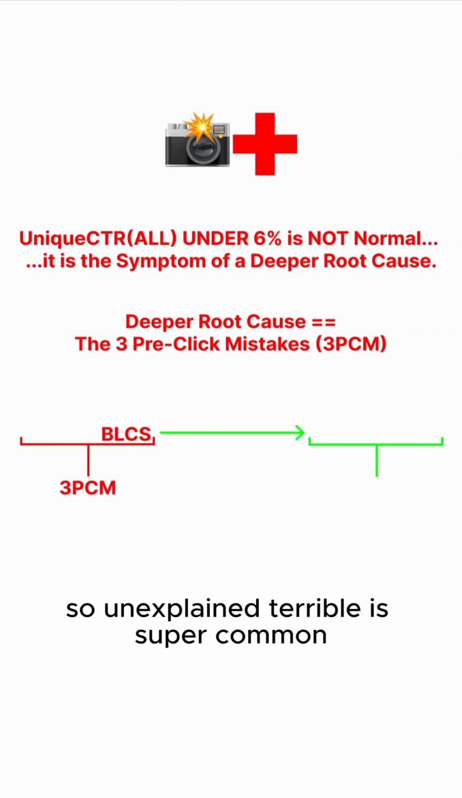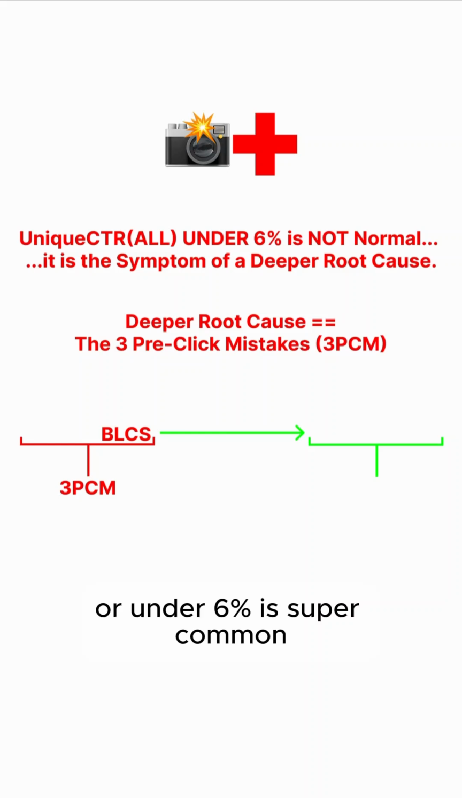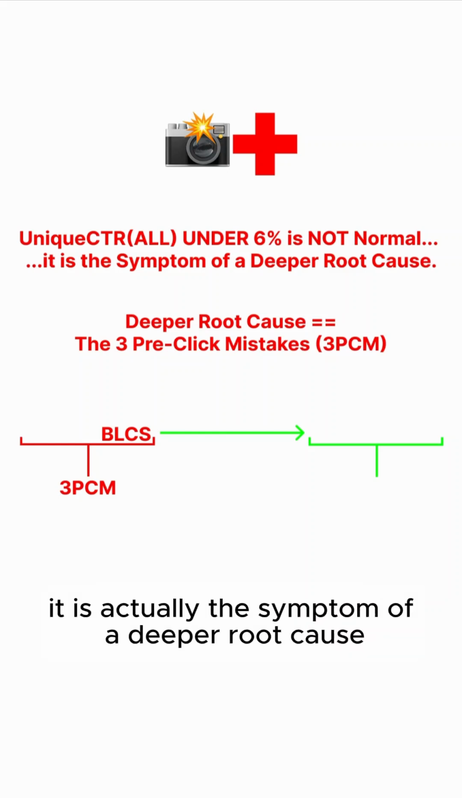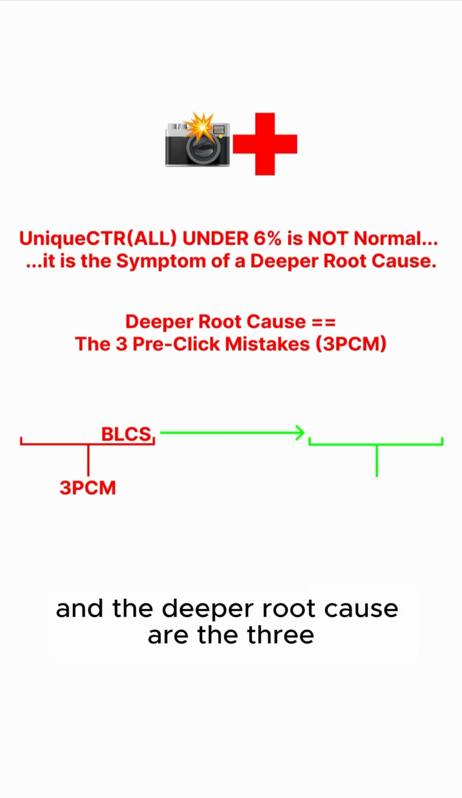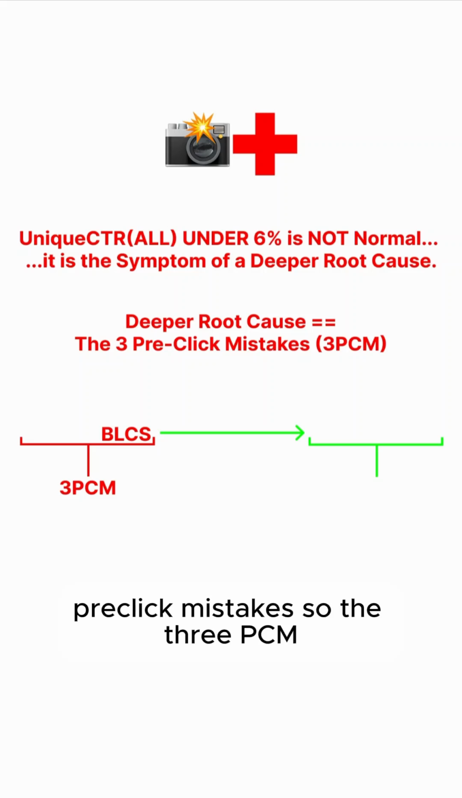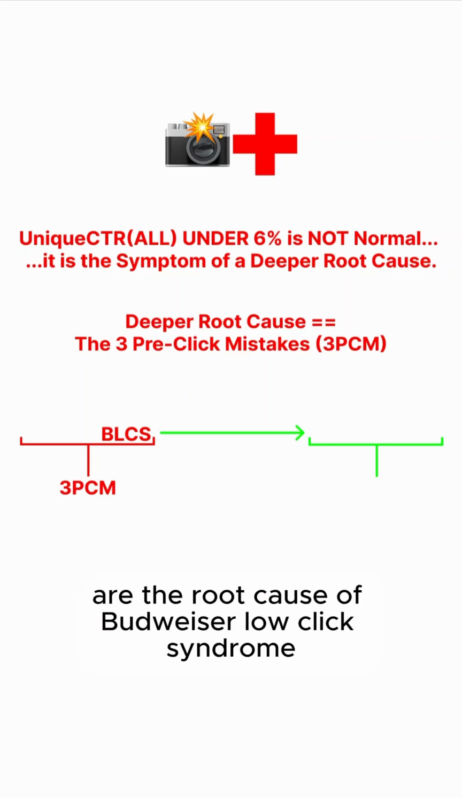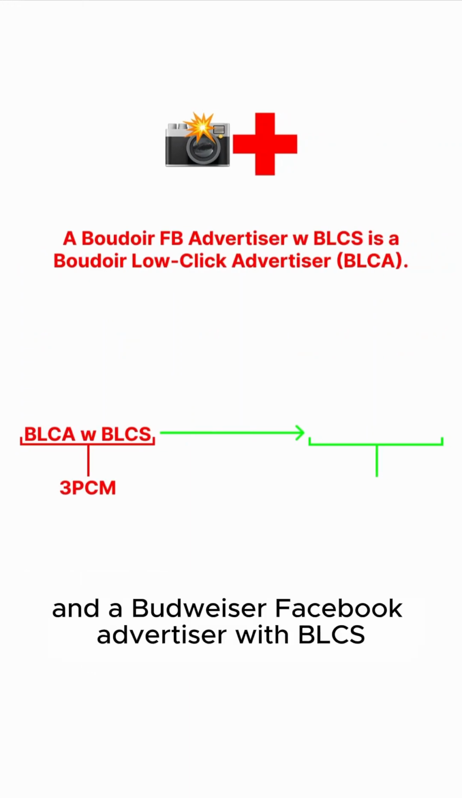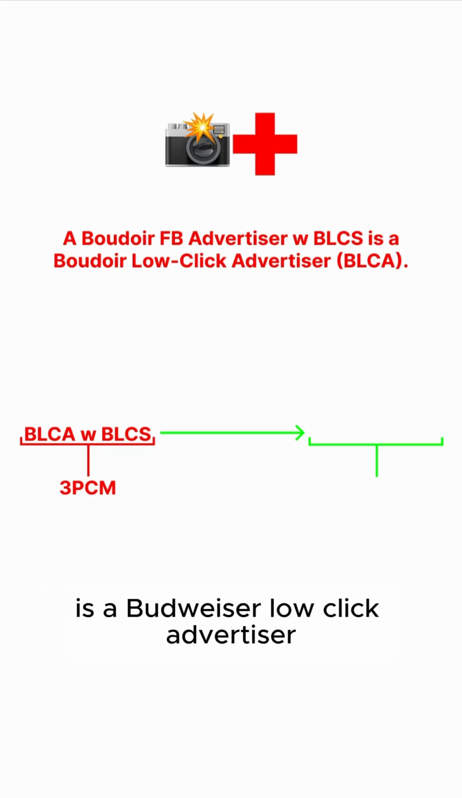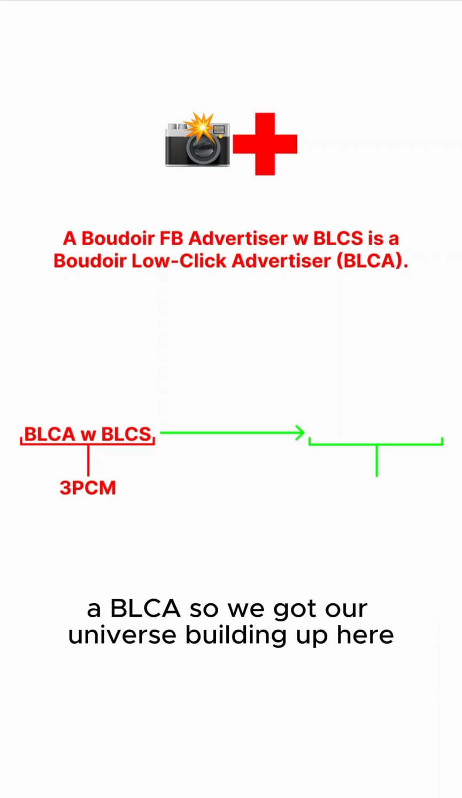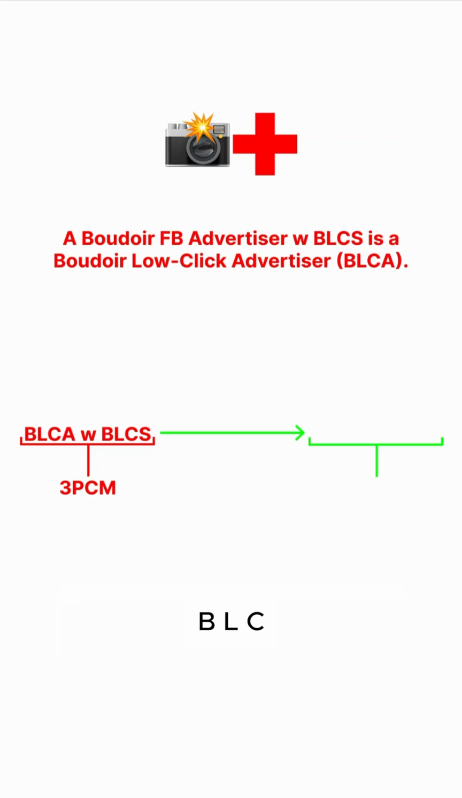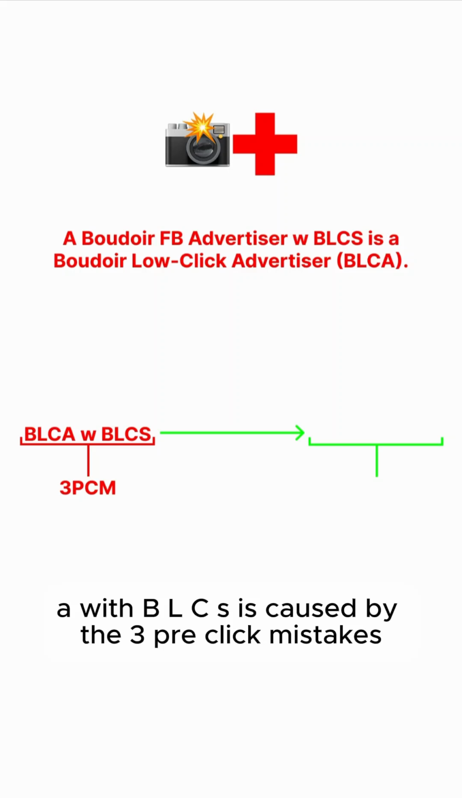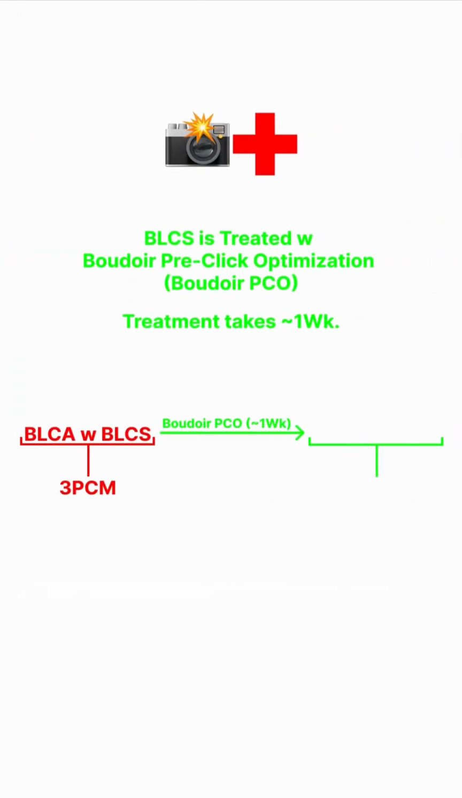Unique CTR under 6% is super common, but it is not normal. It is actually the symptom of a deeper root cause. And that deeper root cause are the 3 pre-click mistakes. So the 3 PCM, 3 pre-click mistakes, are the root cause of Boudoir low-click syndrome. And a Boudoir Facebook advertiser with BLCS is a Boudoir low-click advertiser, a BLCA. So we got our universe building up here. BLCA with BLCS is caused by the 3 pre-click mistakes.